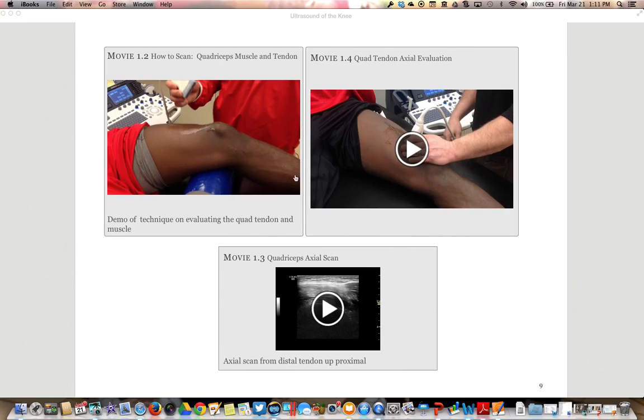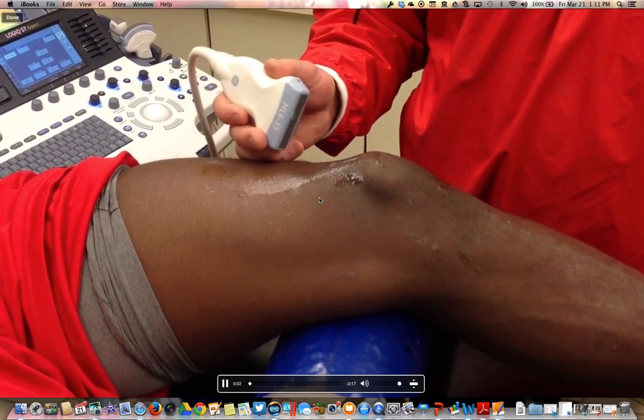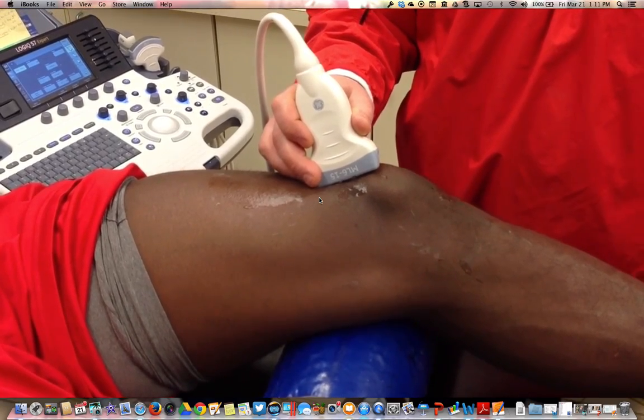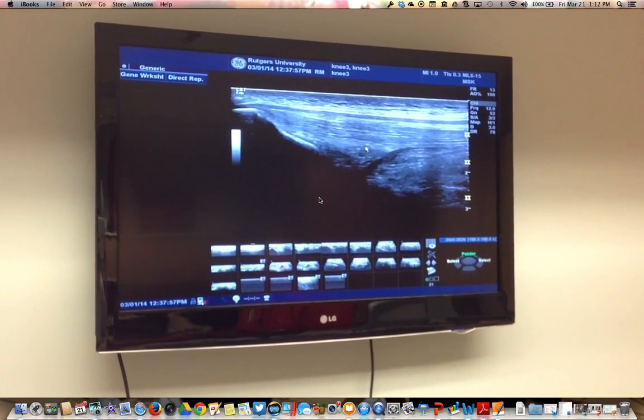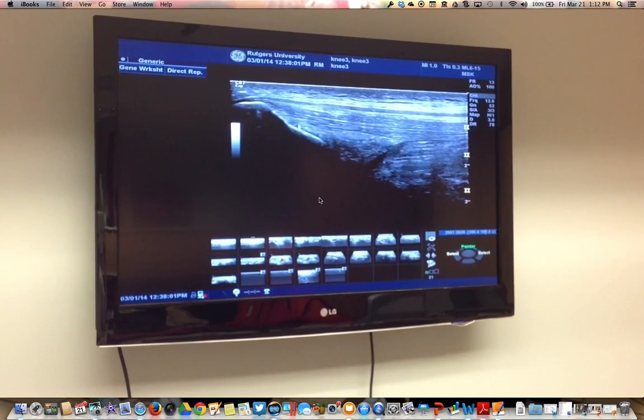Let's look at scanning these muscles to get a better feel for that. The quadriceps tendon. To start looking at the quadriceps tendon, I take the probe and place about a quarter of it over the patella. Once I'm over the patella, we can get a good zoomed in look at the quad tendon, looking at its attachment into the patella, which is very broad.